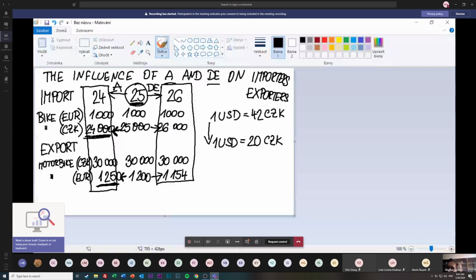On the other hand, if you see the situation with depreciation, what happened here in the Czech Republic, in 2013, the Czech Central Bank intervened in the currency market. So there were the interventions of the Czech Central Bank.